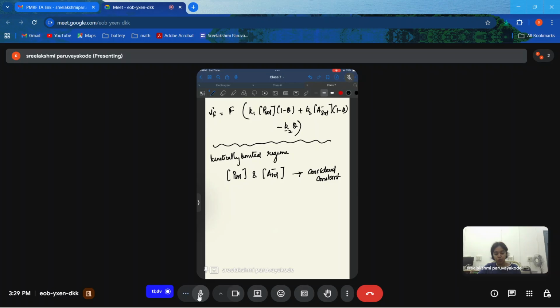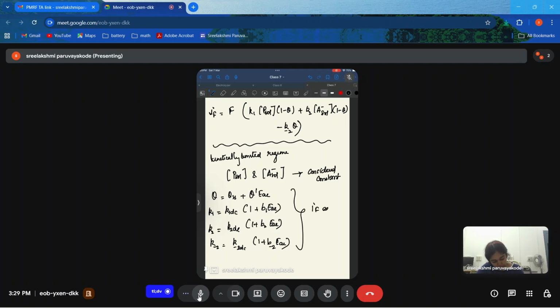Now we know what we have to do. Theta is theta SS plus theta dash EAC. In the same way, K1 becomes K1 DC into (1 plus V1 EAC). Similarly, K2 equals K2 DC (1 plus V2 EAC). K minus 2 equals K minus 2 DC (1 plus B minus 2 EAC). So these are the rate constants and the theta value we need to consider when solving. Now substitute all into the IF equation. What do you get?